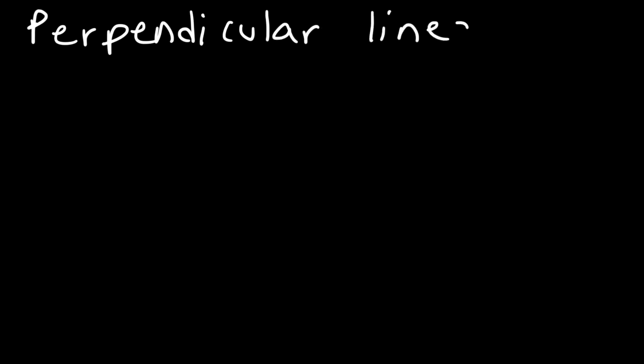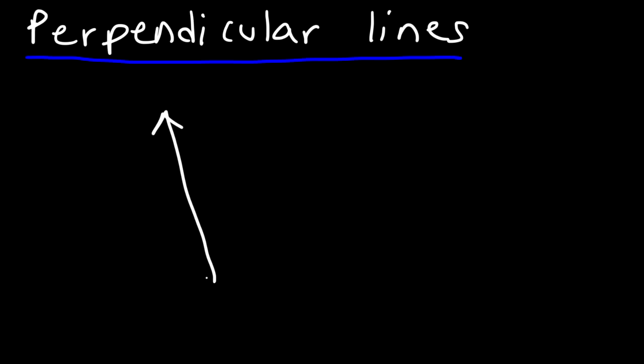Now let's talk about perpendicular lines. What are perpendicular lines? And how are they different from parallel lines? As we said before, parallel lines do not intersect each other, but perpendicular lines, they do intersect each other. In fact, they do so at right angles. So let's call this line A and line B. So they're going to meet at a 90-degree angle.